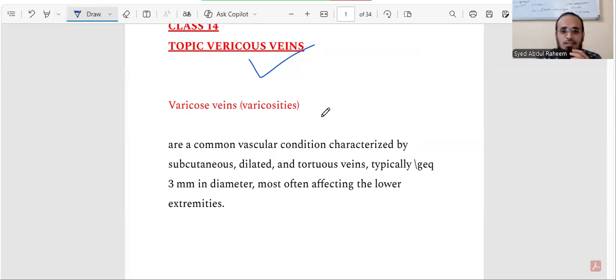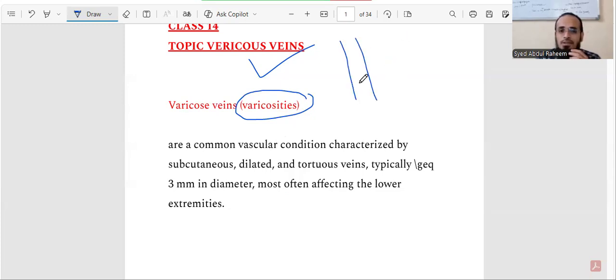Varicose veins is also known as varicositis, inflammation of veins. Inflammation or any disturbance occurs in the veins, mostly in the lower limb veins. So what will happen? The veins in the lower limb.